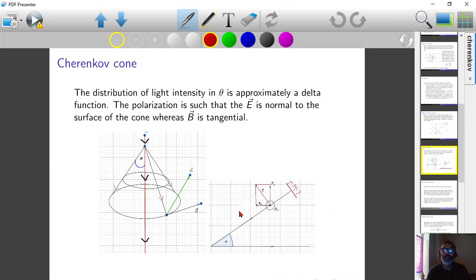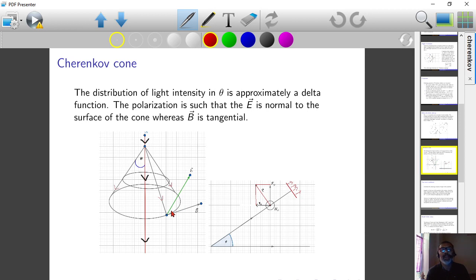What happens in 3 dimensions? First look at the 2-dimension picture. This is the track of the charged particle. This is the direction in which the radiation is going. But if you translate this figure into 3 dimensions, it will look like a cone. And here is the theta, and this is the surface of the cone. Electric field E is perpendicular to the surface of the cone, and magnetic field is tangential to this ring.